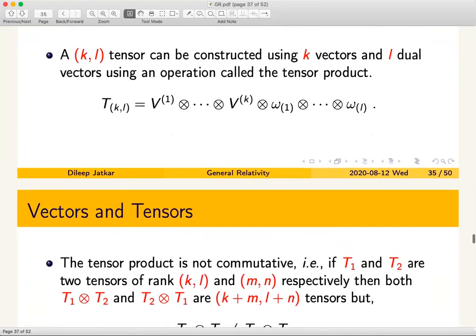Is this true for any general (k,l) tensor? Yes.